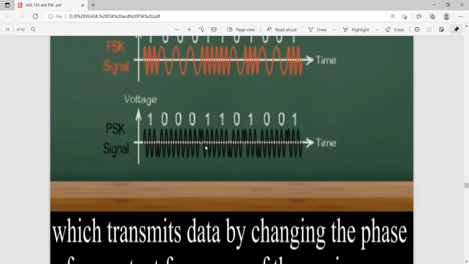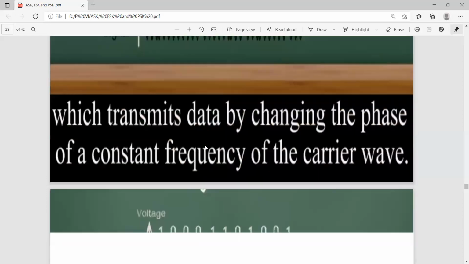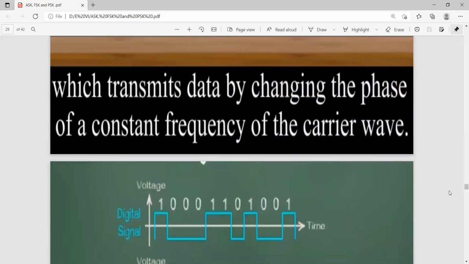There is 1 to 0, 180 degrees phase difference, 1 to 0 or 0 to 1. If the binary values are the same, that is 1, 1, 1, no need of any phase change. All zeros, there is no need of any phase change. But if there is a 1 to 0 or 0 to 1 transition, definitely there is a need of change in the phase. That is generally called phase modulation. Phase shift keying.